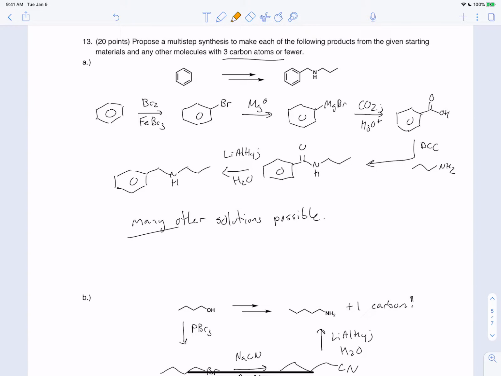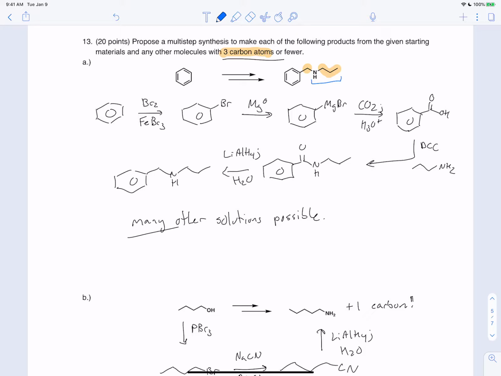So now we're getting to our multi-step synthesis problems. We start with just a plain benzene ring, and we're trying to add on 1 carbon directly to the ring and 3 more on the other side, while overall making a secondary amine product. The qualifier here is we need to do this with 3 carbon atoms or fewer. So we probably want to think about trying to bring in this piece all at once in some fashion.